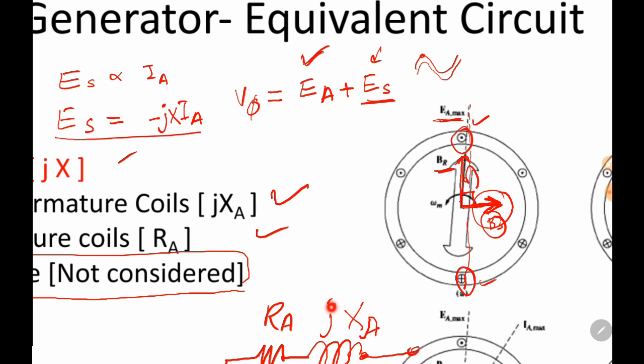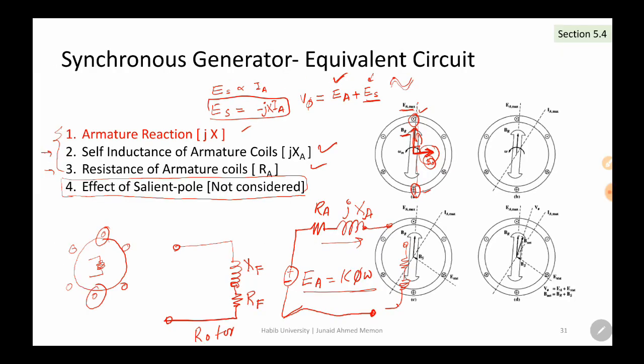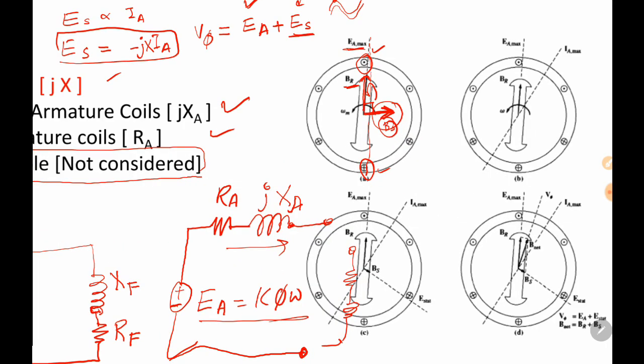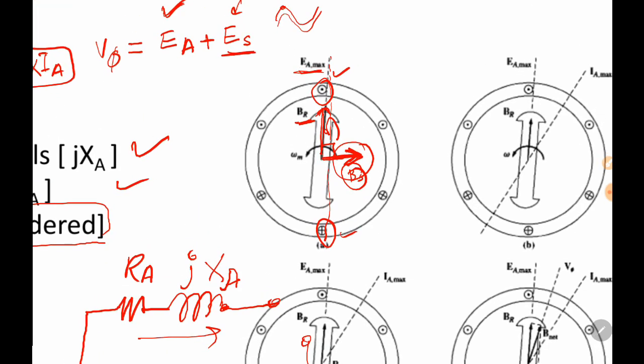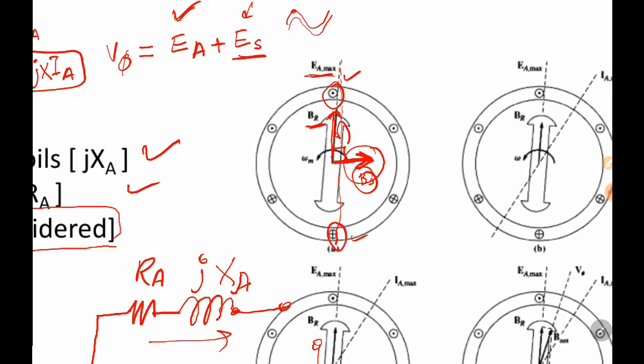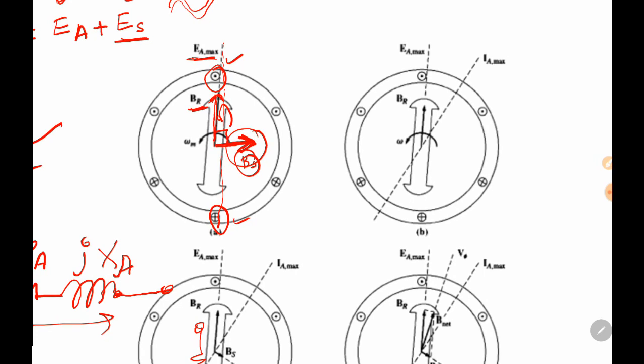How to model this armature reaction? That was a very simple example, so let me show you a more complicated one, which is shown in this figure as well. We assumed that the current flowing is in phase with E_A. That's not always the case. This is only the case when you have a purely resistive load. But if you have an inductive load, then the current will be lagging behind E_A. As we know, if you have an inductive load, current lags behind the voltage.